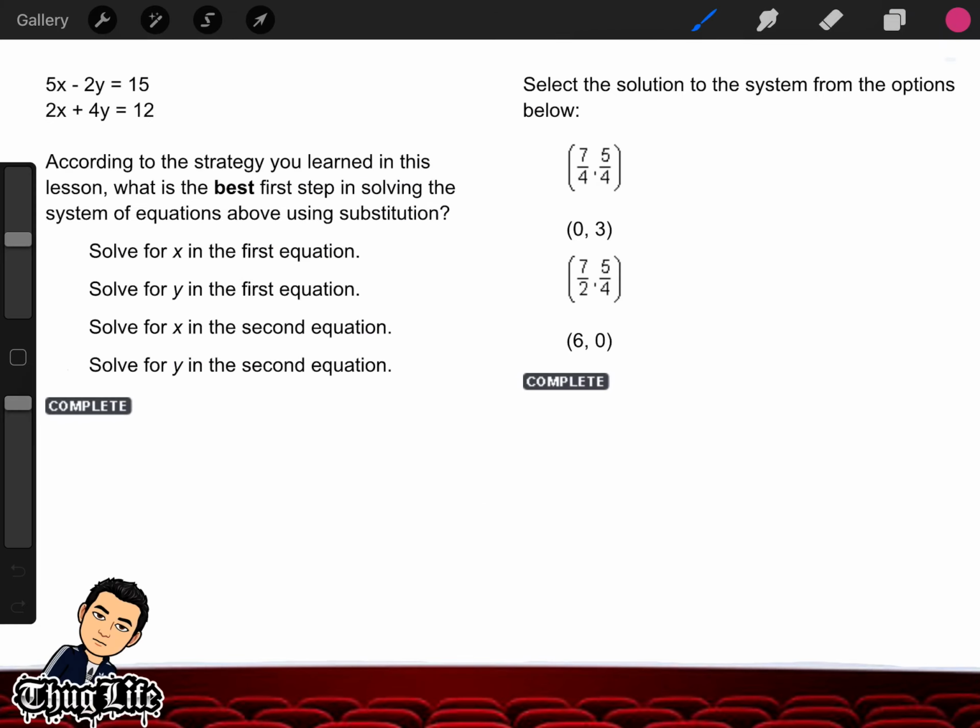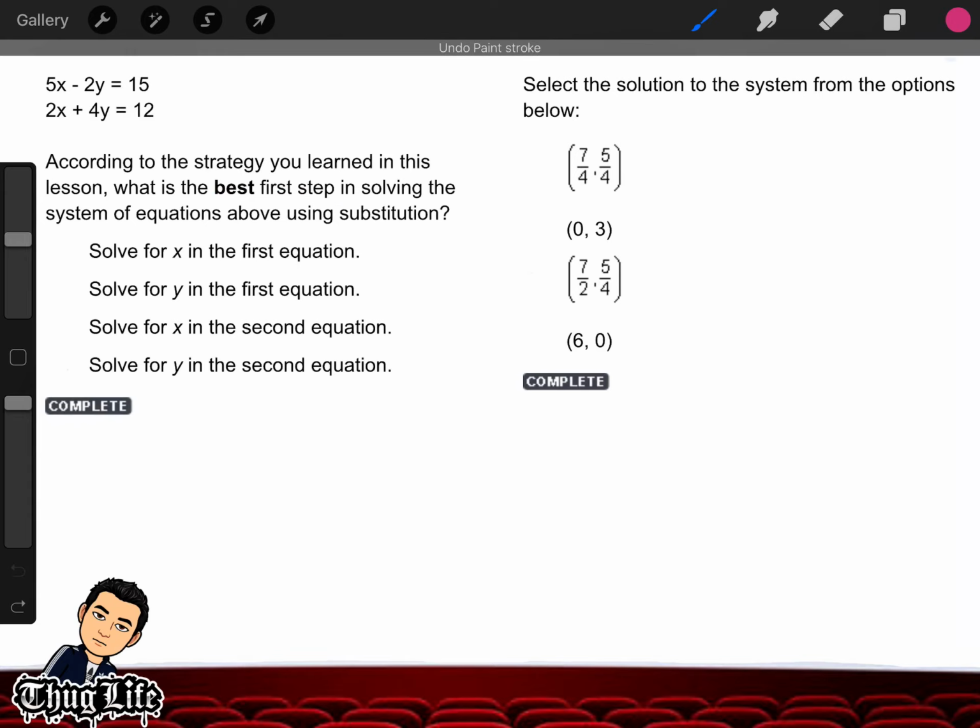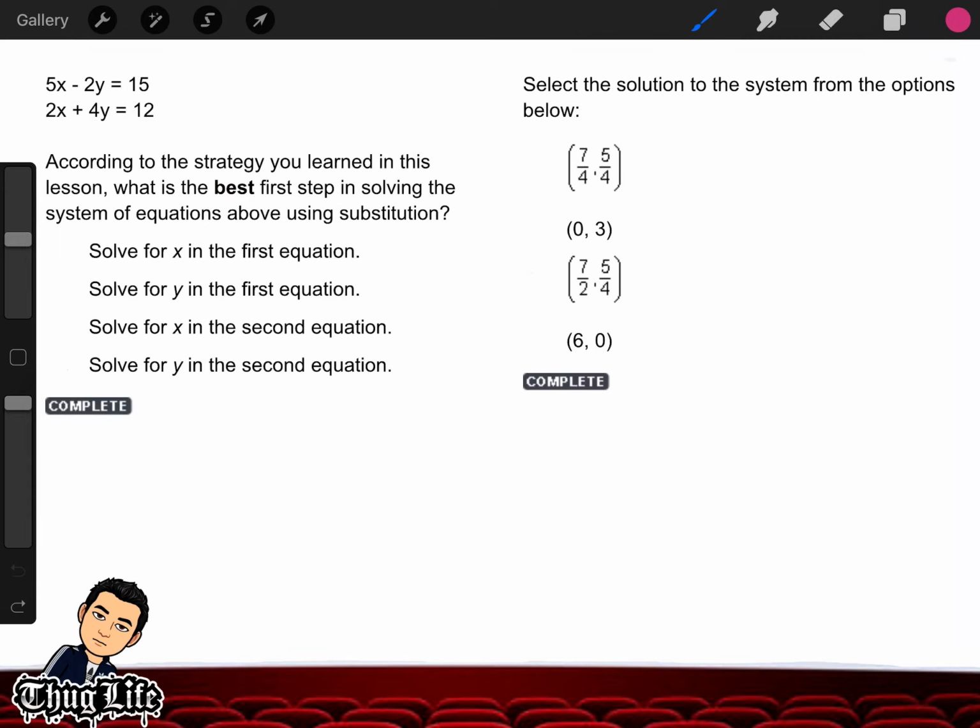So this one, what is the best first step in solving the system using substitution? I hate when they say what's the best. Whatever they think is the best might not be the best. But the way they're trying to think is, which variable should we isolate in here? The best one is not the 5x, not the 2y, not the 4y. It's actually the 2x. You want to try to isolate x from 2x. So I'm going to show you how.